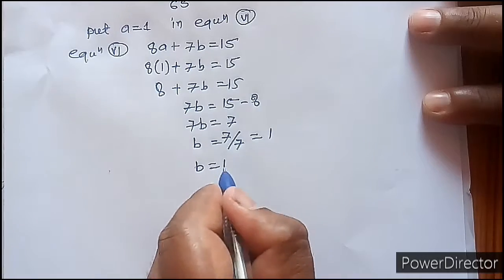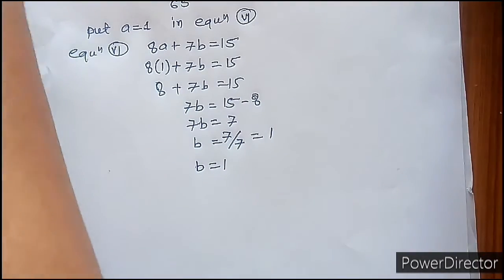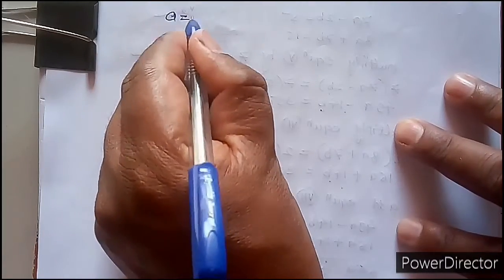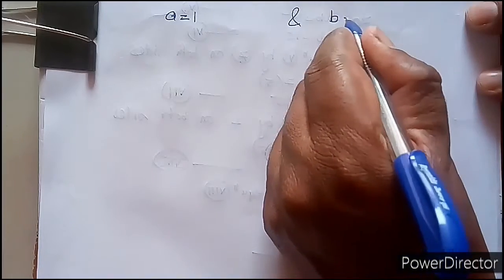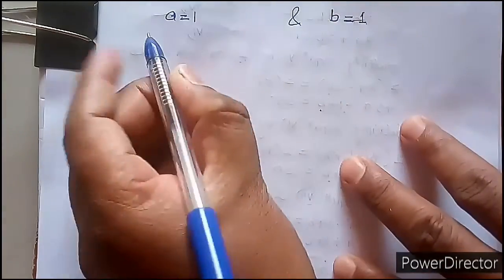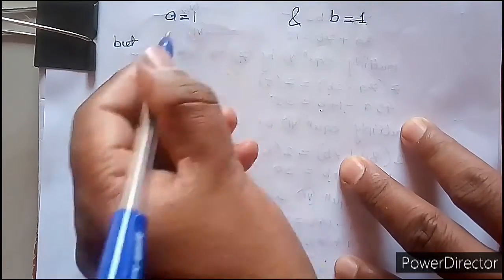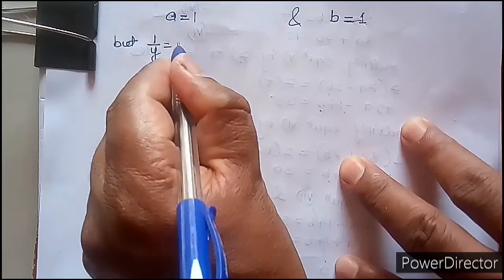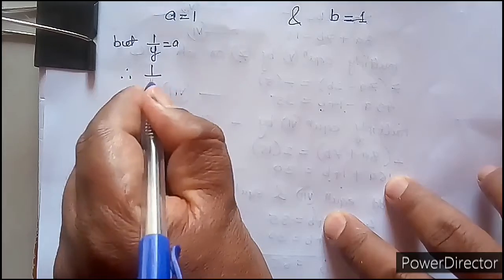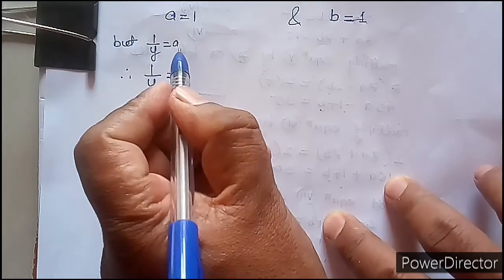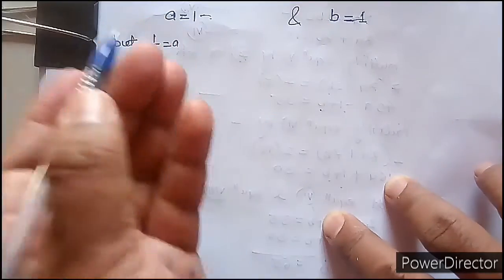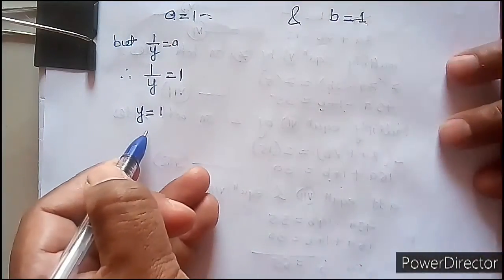We get b equals 1. Here we get the values of a and b: a equals 1 and b equals 1. But we earlier put 1 by y equals a. The value of a is 1 here, therefore 1 by y equals 1. For y, it will be the inverse of 1, that is 1. We get the value of y equals 1 here.